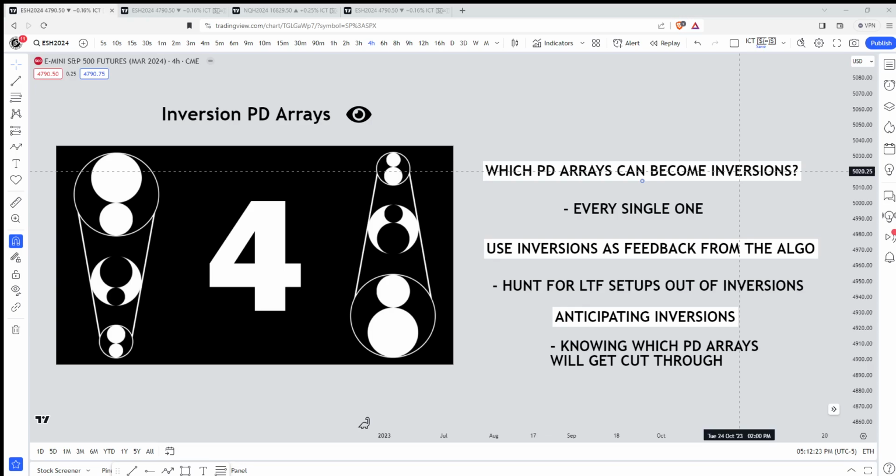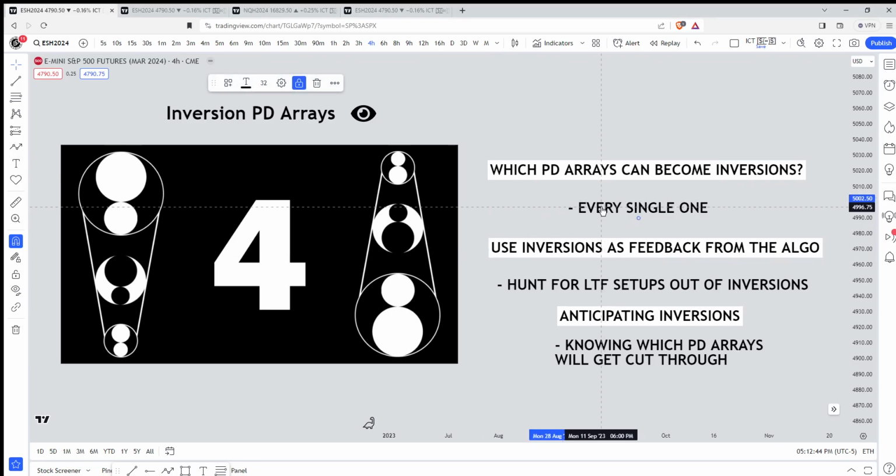A PD array is a premium discount array. ICT has labeled it the premium discount array matrix, and those are things like fair value gaps, order blocks, propulsion blocks, mitigation blocks, things of that sort are classified as a PD array. It's just a label for those specific signatures in price action. Every single PD array can become an inversion.